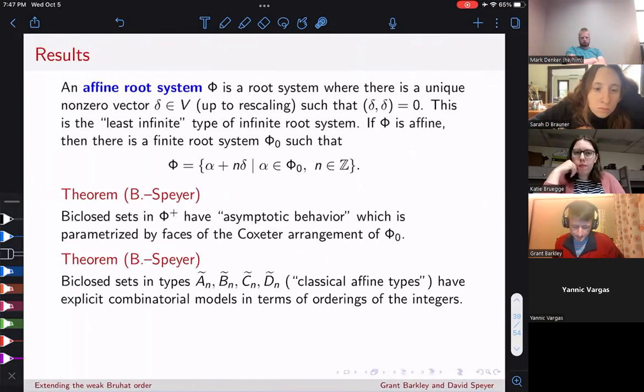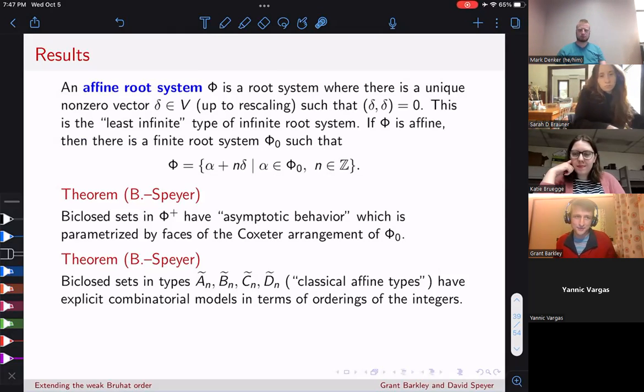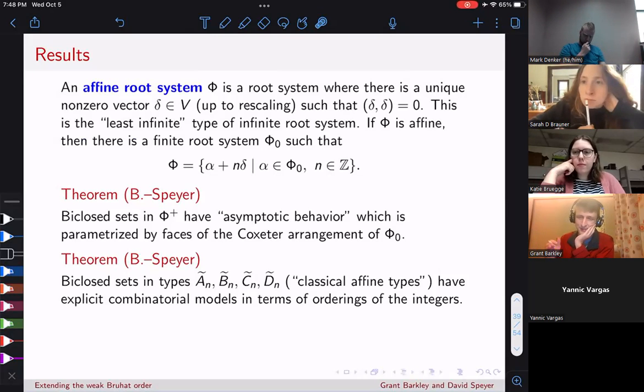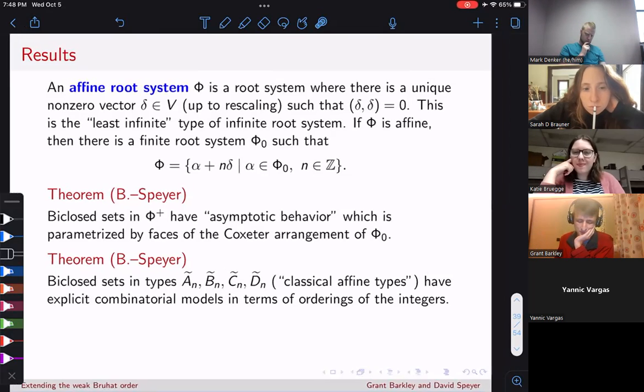And then we've also given explicit combinatorial models for the biclosed sets in the quote unquote classical affine types. So these are the affine Coxeter groups for which we actually do have combinatorial descriptions. So they're the only ones that it could be reasonable to have combinatorial descriptions for the biclosed sets of. And we do have these explicit combinatorial models, which are pretty nice. I'm almost out of time, but I do have some slides about how to see one of these, at least in type A. But they're in terms of total orderings of the integers, and you can just see what's going on very nicely. I probably won't have time to talk about that, but the paper is on the archive if you'd like to see those descriptions.